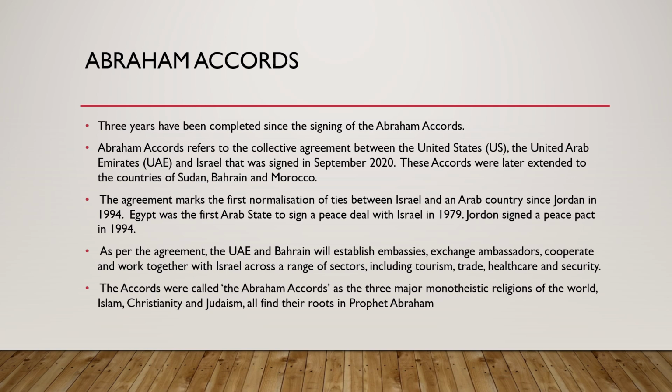This agreement marks the first normalization of ties between Israel and an Arab country since Jordan. Jordan was the last country to normalize ties with Israel before the Abraham Accord, in 1994, and Egypt was the first Arab state to sign a peace deal with Israel in 1979. As per the agreement, the UAE and Bahrain will establish embassies, exchange ambassadors, and cooperate and work together with Israel across a range of sectors including tourism, trade, healthcare, and security.